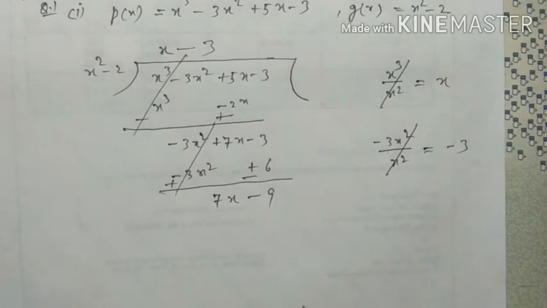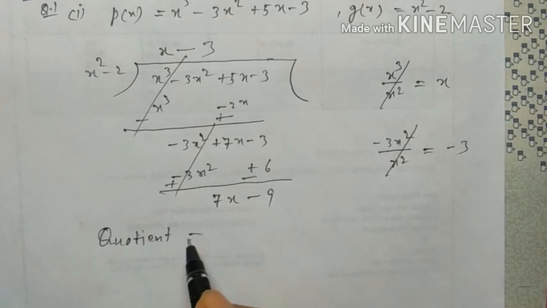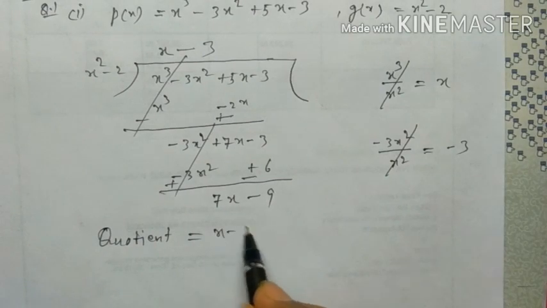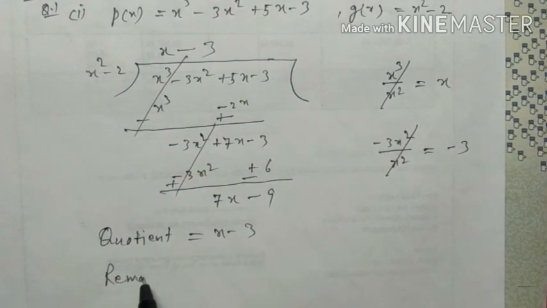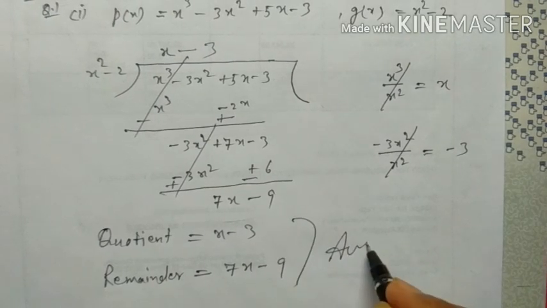So we get here quotient equal to x minus 3 and remainder equal to 7x minus 9. This is the answer. Now similarly we can solve other questions of this exercise. Take second question.